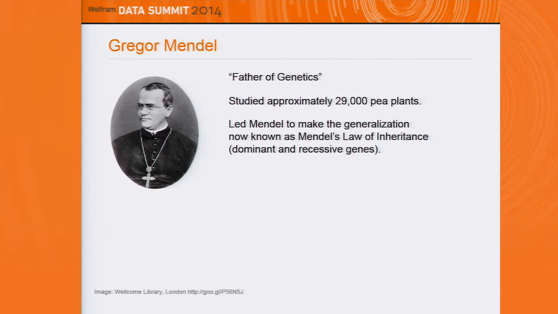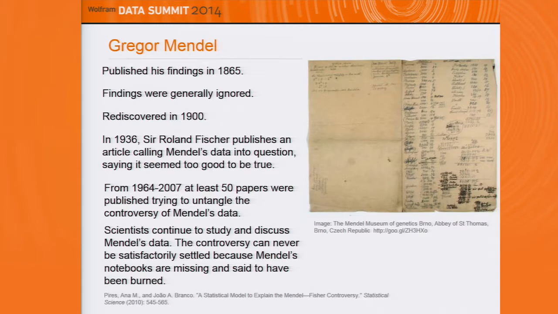Let's go into a little story about Gregor Mendel, the father of genetics, or maybe thought of as the father of pea pods, who analyzed about 29,000 pea plants to develop his theory of inheritance, dominant and recessive genes. Mendel published his findings in 1865. They were ignored. Another scientist well before his time. Some decades later, in 1900, they were rediscovered, and some decades after that, in the 1930s, a scholar published an article questioning Mendel's data, saying that it seemed too good to be true.